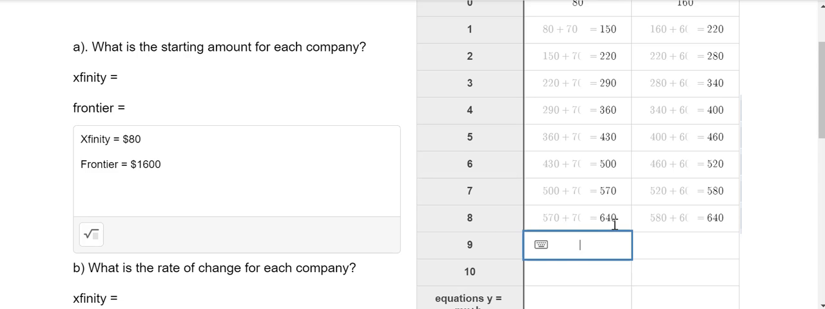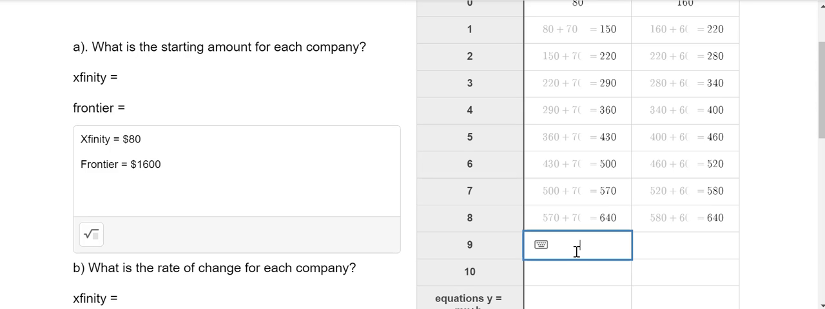You can see at the eighth month, it's 640 for both. Before the eighth month, before they were equal, Xfinity was cheaper and Frontier was expensive. And let's see what happens after the eighth month. The eighth month is the solution to this system.